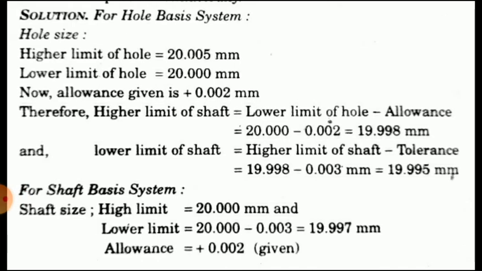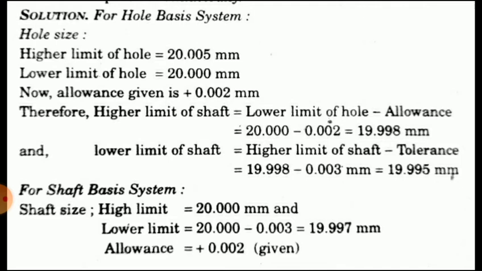So the solution, first case, that is hole basis system. For the hole size, higher limit of the hole is 20.005 mm, lower limit of the hole is 20. Now the allowance is given, it is 0.002 mm. So by this data you can calculate the higher limit of the shaft, that will be equal to the lower limit of the hole minus allowance, you will get 19.998 mm, and the lower limit of the shaft you will get 19.995 mm. For the shaft basis system, higher limit will be 20 and lower limit will be 20 minus 0.003, that is the tolerance given. So it is 19.997 mm.